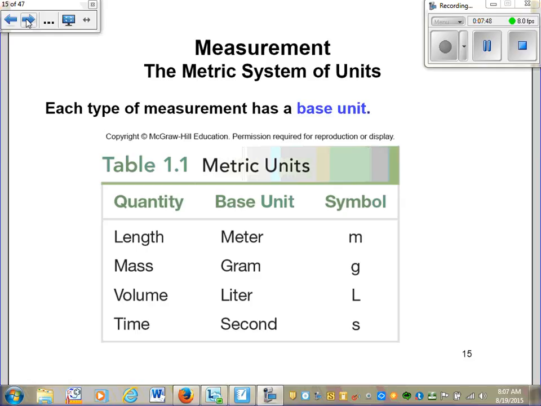So what are the units in the metric system? Length, the base unit is the meter, small m. Mass, the base unit is the gram, small g. Volume is the liter, capital L. Time is the second, small s. So you're familiar with all those terms.